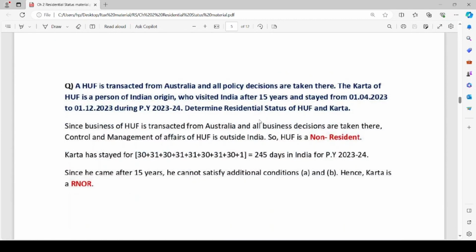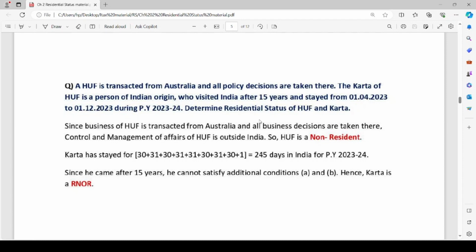Let us go through one illustration. A HUF is transacted from Australia and all policy decisions are taken there. Here the HUF is transacted from Australia. The business is done outside India, and at the same time all the policy decisions are taken in Australia. That means the control and management of affairs of HUF is also done outside India. It means the HUF is a non-resident.